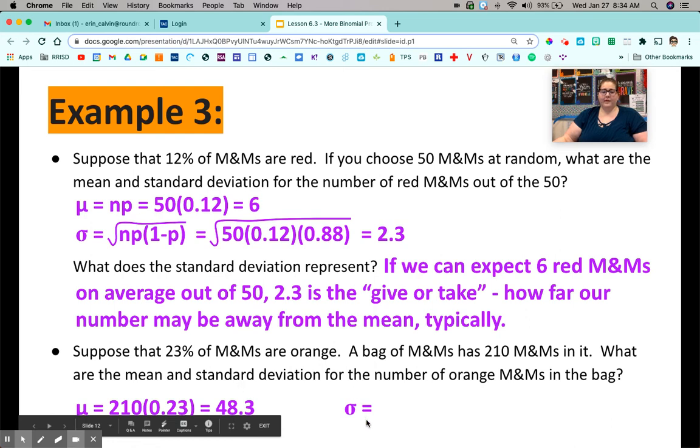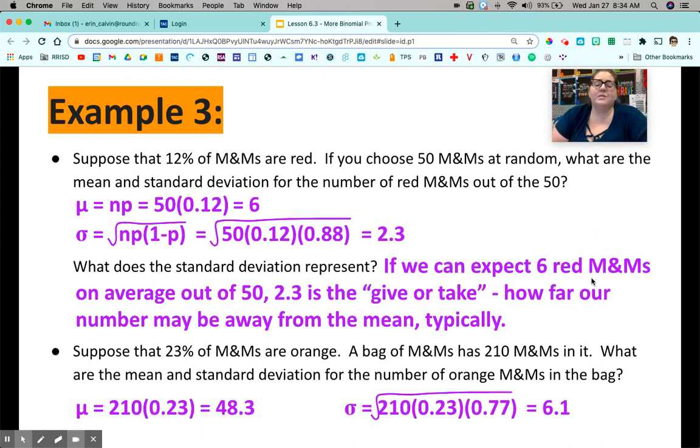Our standard deviation formula is square root of n times p times 1 minus p. So n is 210, p is 0.23 because that's what percent were orange. And then 1 minus p, so 1 minus 0.23 is 0.77. We put that in our calculator, square root of 210 times 0.23 times 0.77, we get 6.1. So in a bag of M&Ms, I would expect to get around 48.3 orange ones, give or take 6.1. So anywhere between like 42-ish and, I can do math the other way, 54-ish orange M&Ms is typical.